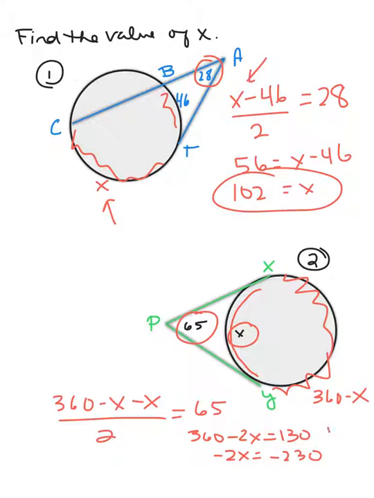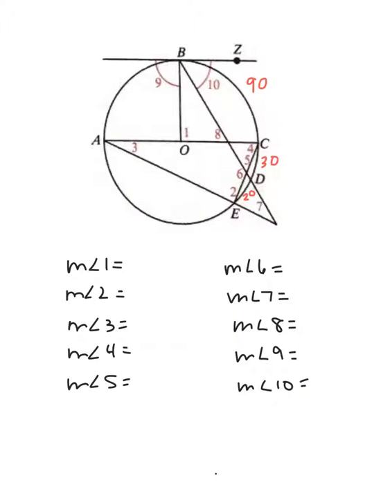So x has a value of 115. In our last problem today, we're going to look at this big circle. There are a lot of different angles in there. We have chords, we have tangents, and we're going to find the measure of each angle. We're not necessarily going to go in order.